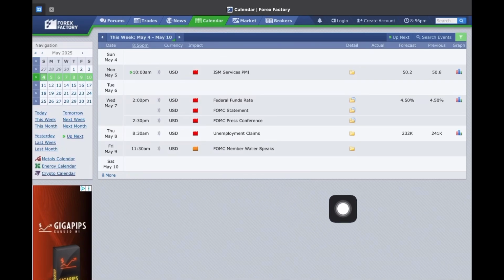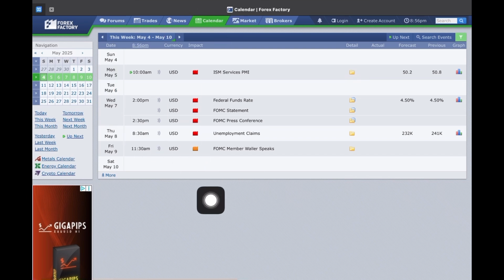All right, this is going to be a quick recap of last week's price action on NQ, and then I'll give a forecast for this upcoming week. Before we get into the charts, first wanted to go over the economic calendar for the week.